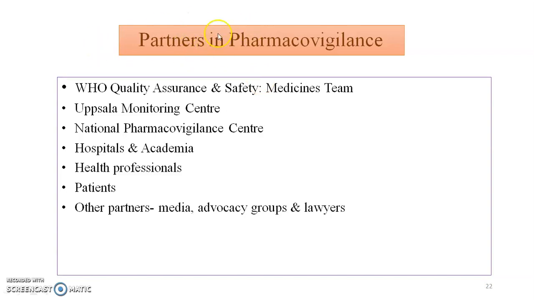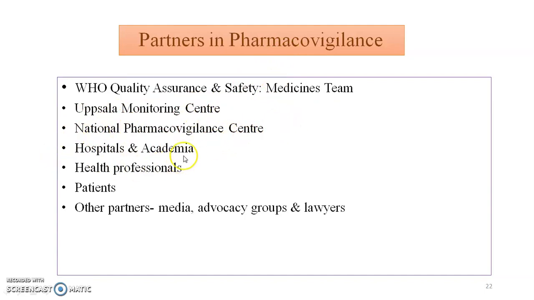So here there are some partners for every pharmacovigilance. One is the WHO quality assurance cell as well as the safety cell, where all the medical practitioners are one team. They do assessment. They are the partner of pharmacovigilance. And the Uppsala Monitoring Centre, which is situated in Sweden, is a collaborating factor throughout the world for the pharmacovigilance program, and there are national pharmacovigilance centers which are established in every country, even in India.